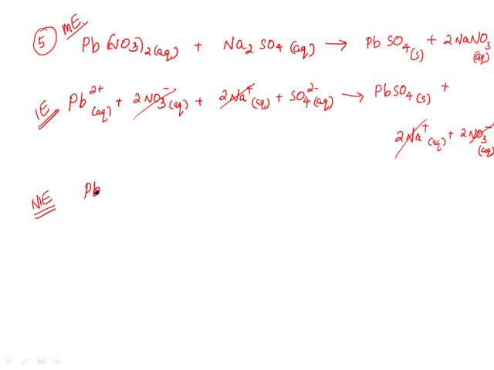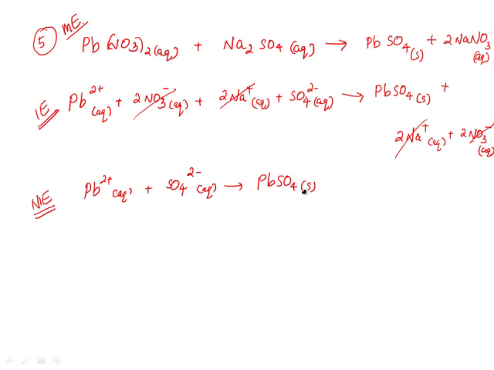So you have Pb2+ (aq) and SO4 2- (aq) forming PbSO4 solid. That is your net ionic equation. So we have spectator ions, and the others are actually ions which are participating. So just eliminate the spectator ions.